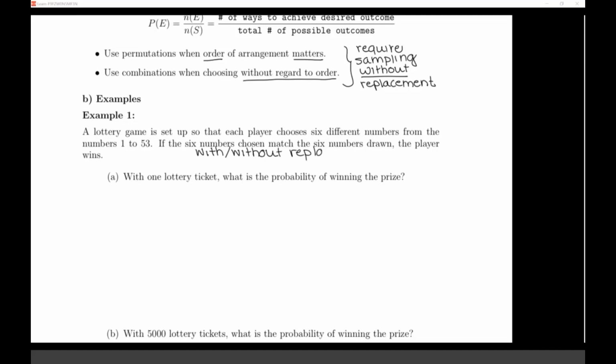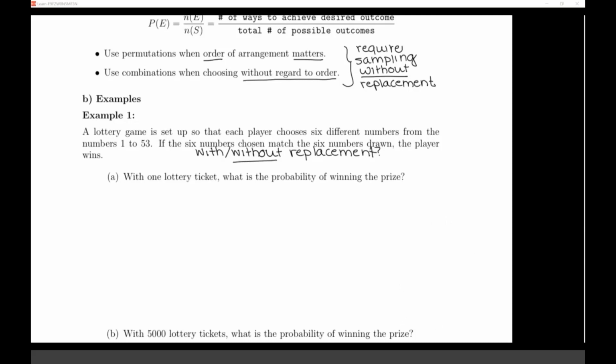Has anybody ever watched a lottery drawing on television? Usually they have this big bin with the balls in it. Somebody's spinning the bin and then reaches in and takes ball number 1 out. Then they take ball number 2 out. And then they take ball number 3 out, all the way up to the 6th ball. Are they sampling with or without replacement? Yeah, without. So this is without replacement because the balls don't go back in the bin. You can't choose the number 10 twice.